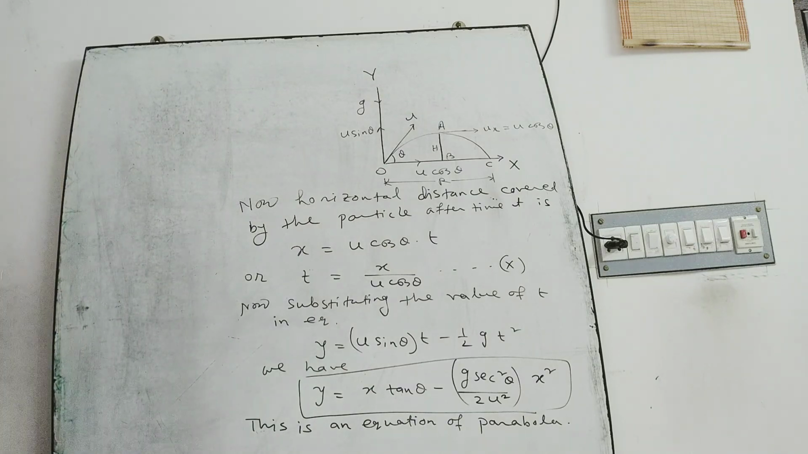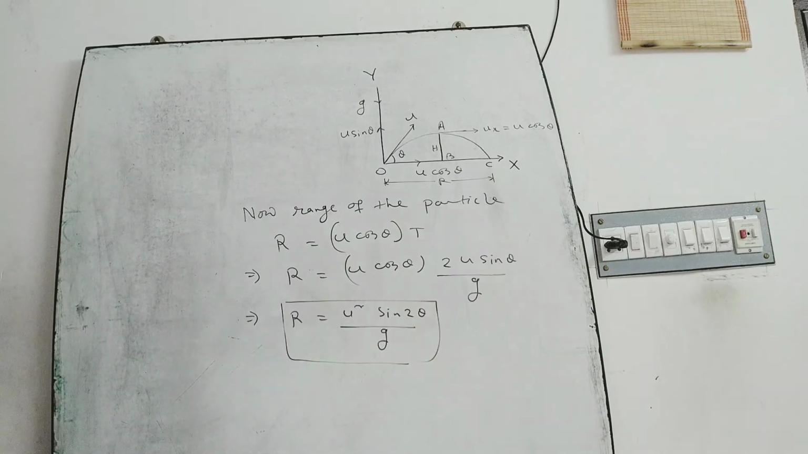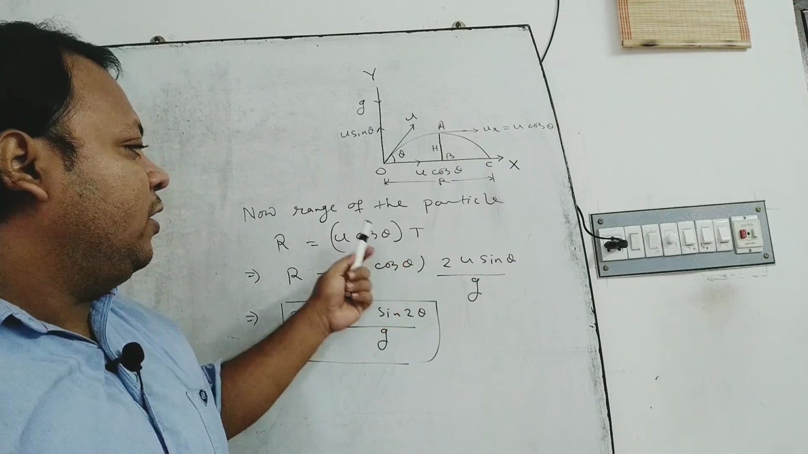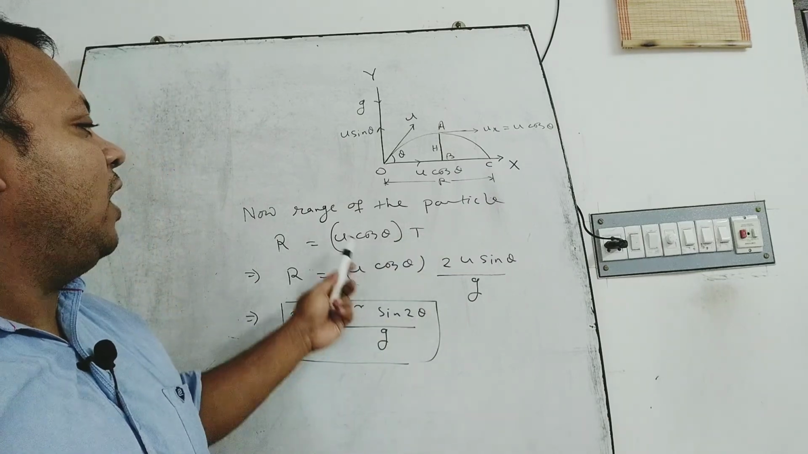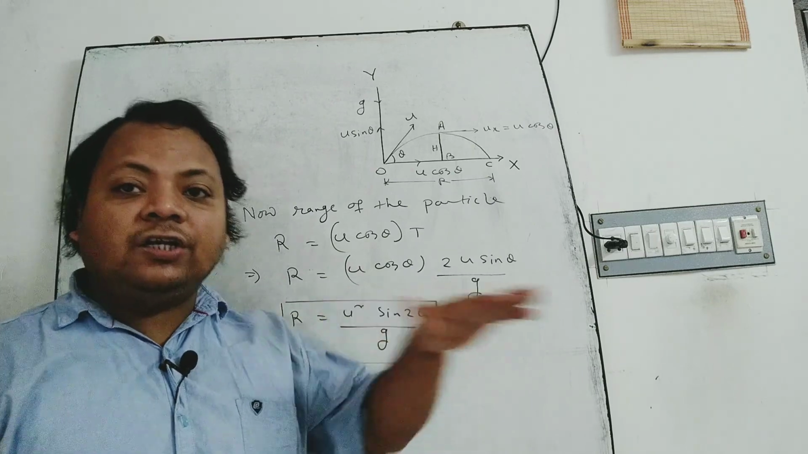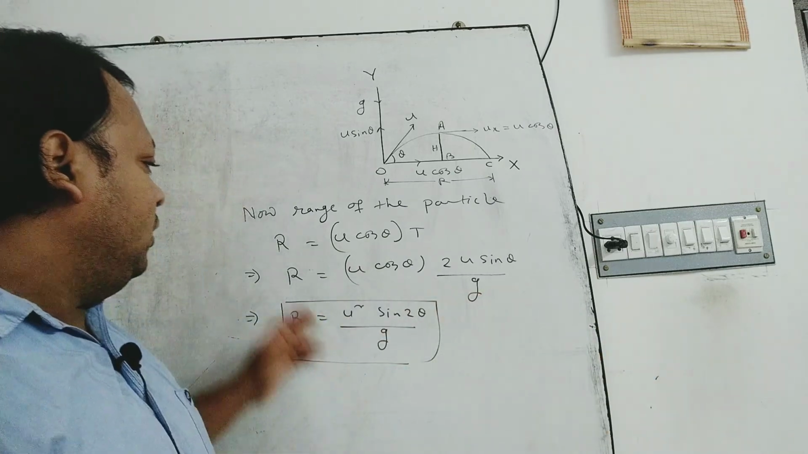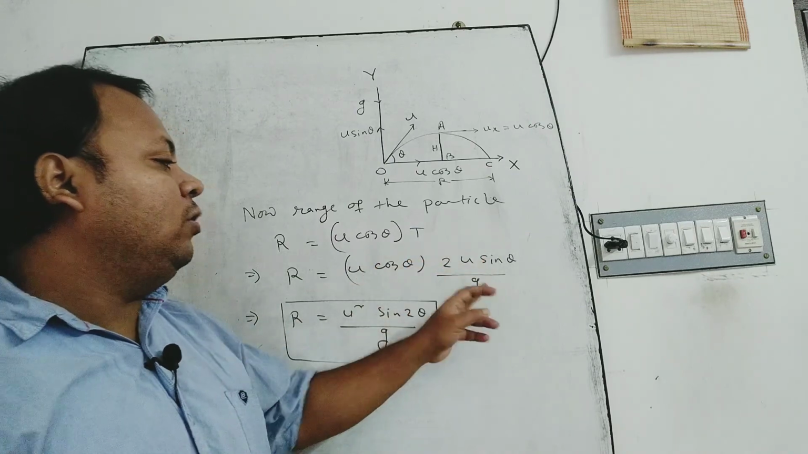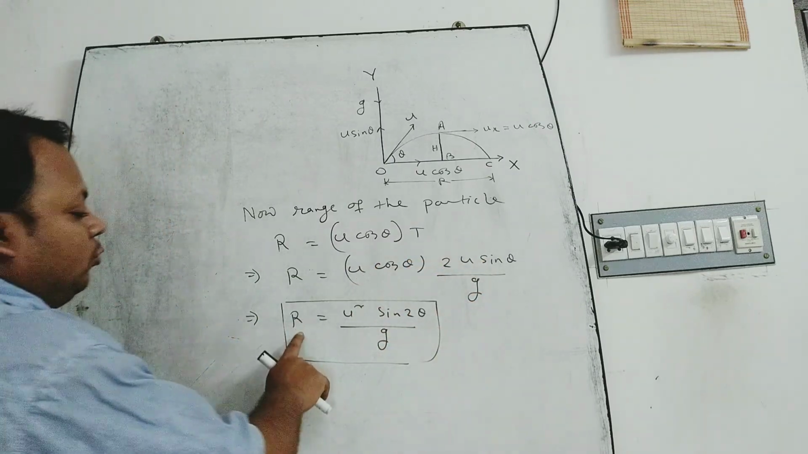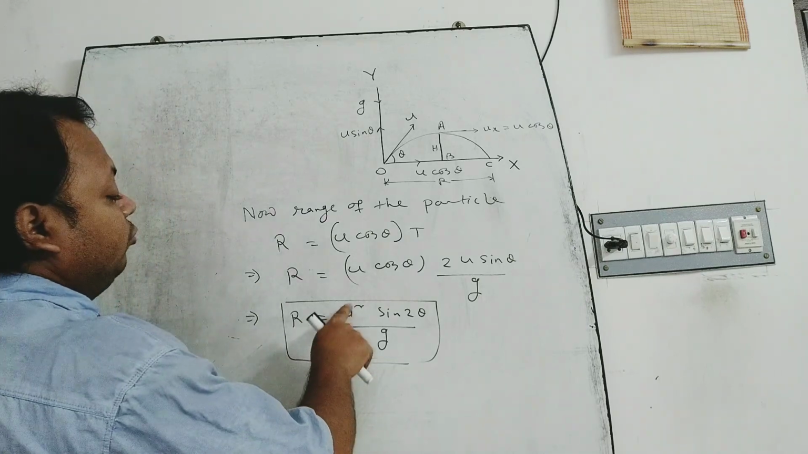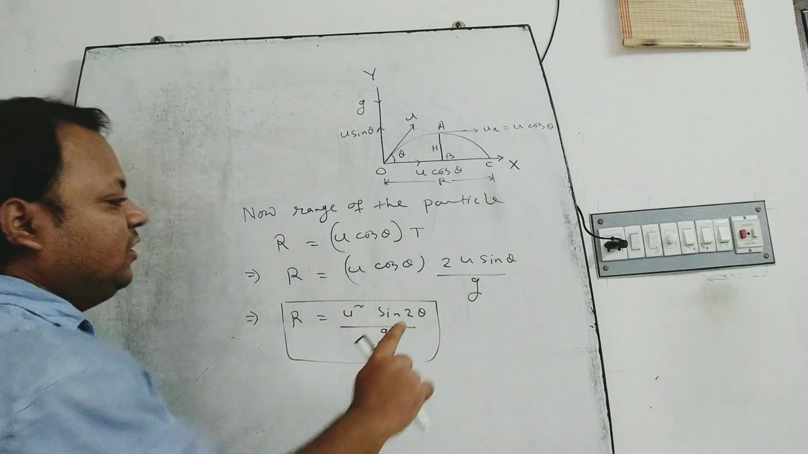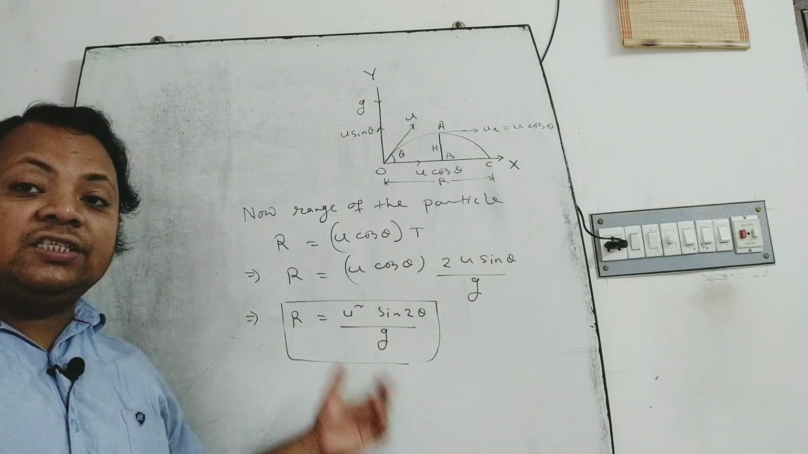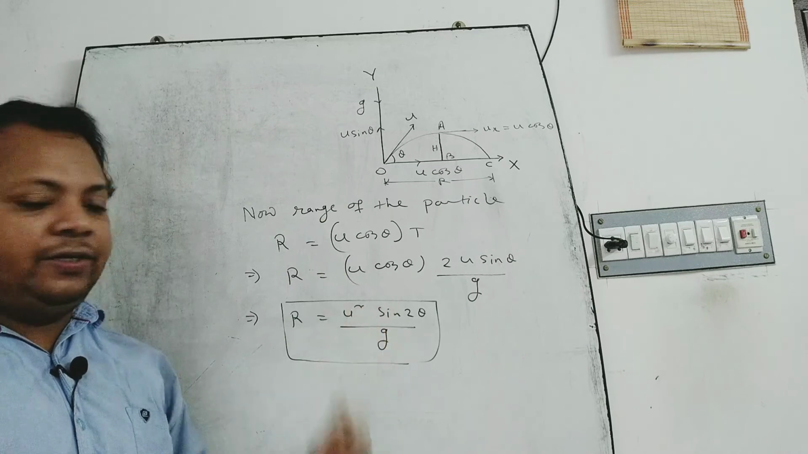Now the range of the particle, capital R, is equal to u cos theta into capital T. Here T is the total time of flight and u cos theta is the horizontal component of the velocity. This gives capital R is equal to u cos theta into 2u sin theta whole divided by g. This is equal to capital R is equal to u square sin 2 theta by g, since 2 sin theta into cos theta is equal to sin 2 theta. This is the expression of the range of the particle.